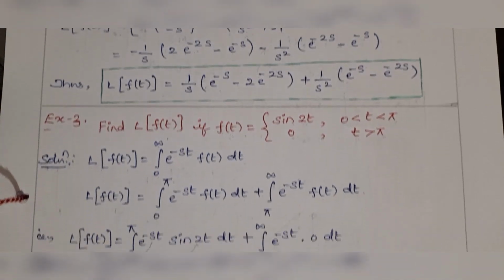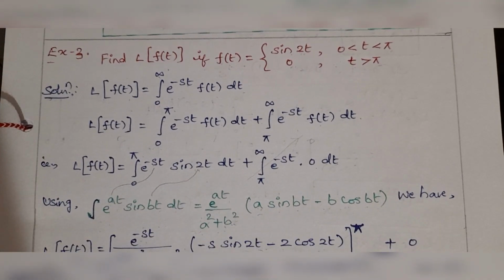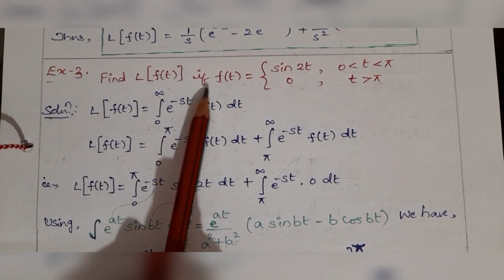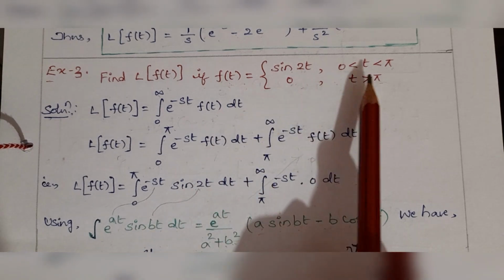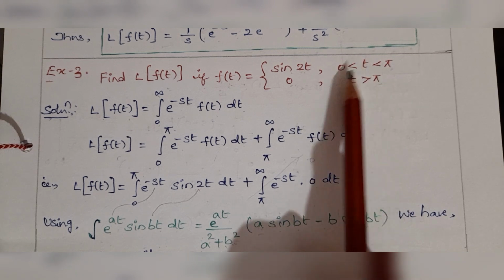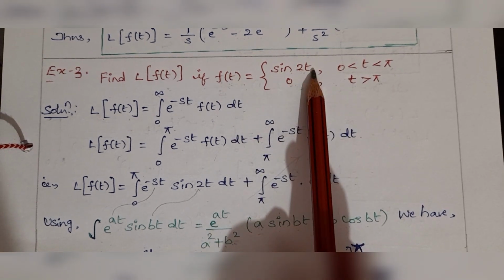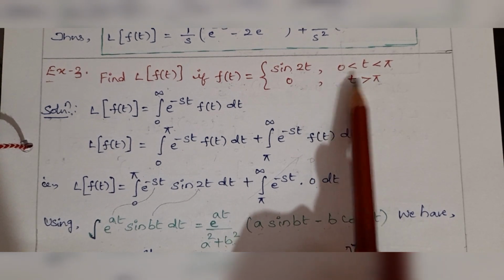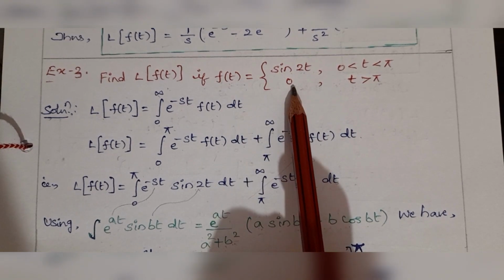Next, third problem, third example. Find Laplace transform of f of t if f of t is, when t varies from 0 to pi, means 180 degree, that is pi radian, that time output is sin 2t. When t is greater than pi, means pi to infinity, output becomes 0.